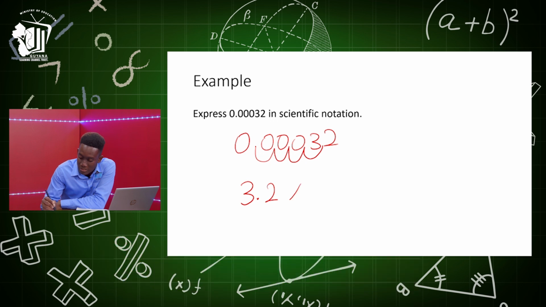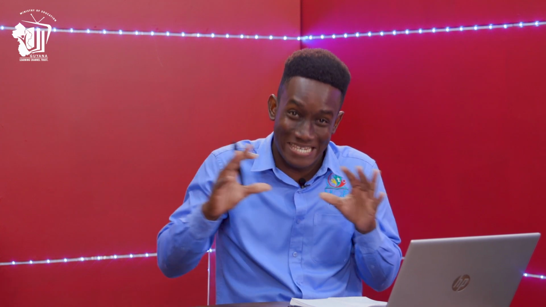3.2 multiplied by 10. We're always multiplying by 10, raised to a certain power depending on how many times we move the decimal point. So we see we moved it 1, 2, 3, 4. So this will be 10 raised to the negative 4 power. So of course, if the number is less than 1, then the power will be negative. In the previous example, we saw that 45,000 was greater than 1, so the power was positive. And in this example, we see 0.00032 is less than 1, so the power was negative.